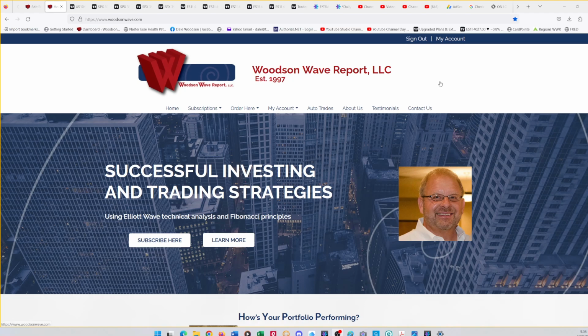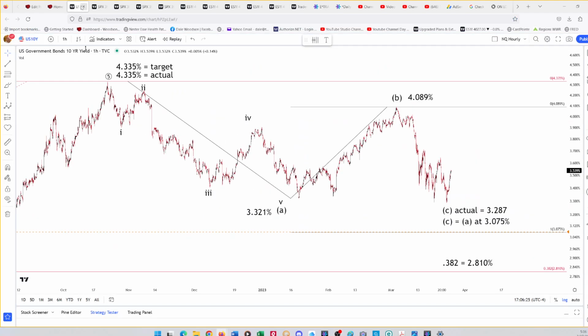I want to take a top-down approach today. I'm going to look at a lot of different levels, degrees of trend. I want to start with the US 10-year Treasury. This was 5 waves up from the March 2020 low. We have 5 waves down for wave A in parentheses at 3.21%.